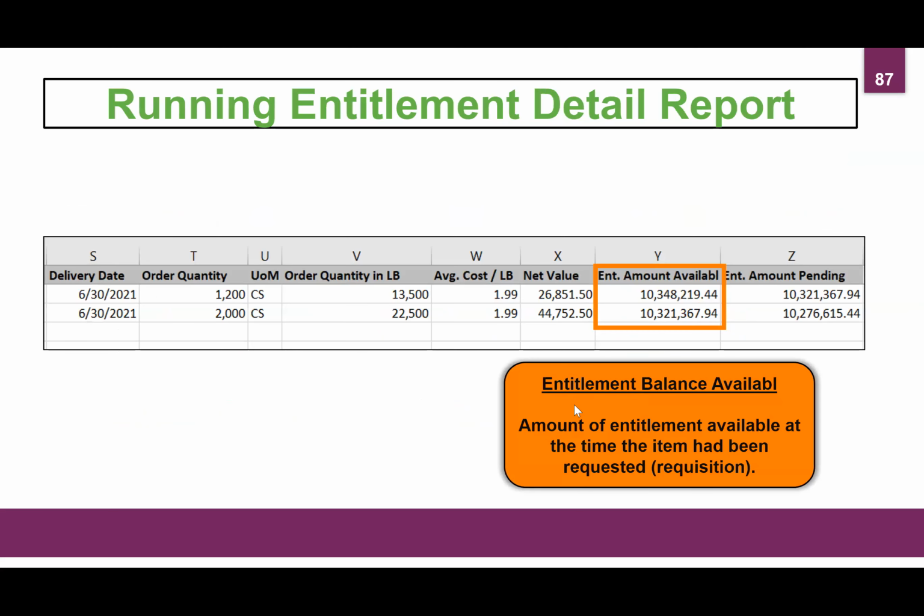Okay, so then from this one, you definitely want to be paying attention to column Y, because that's going to show you the entitlement available at the time the item had been requested. You know, keep in mind that the requisition is a request.